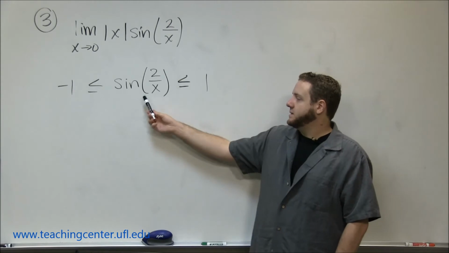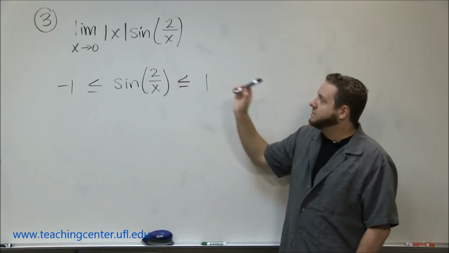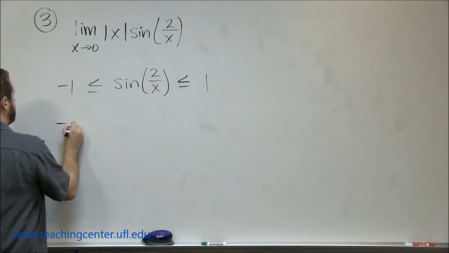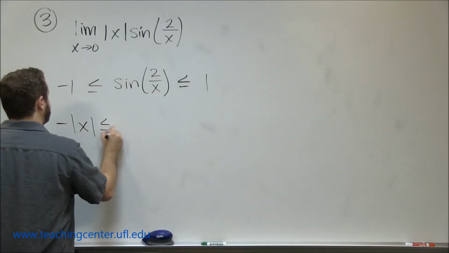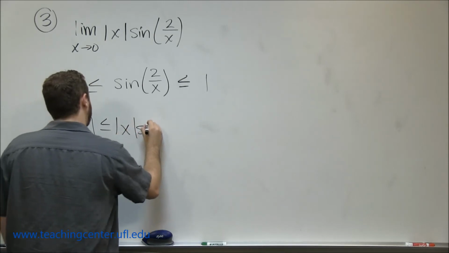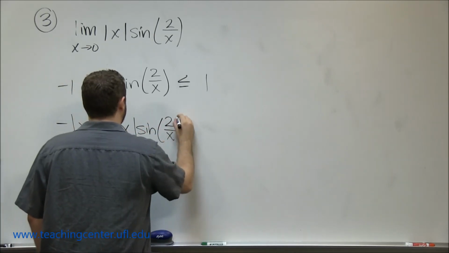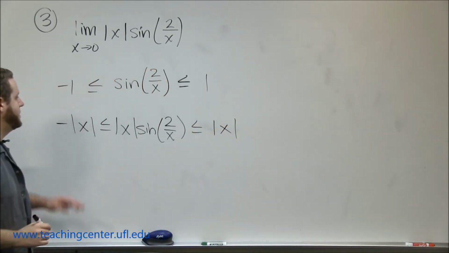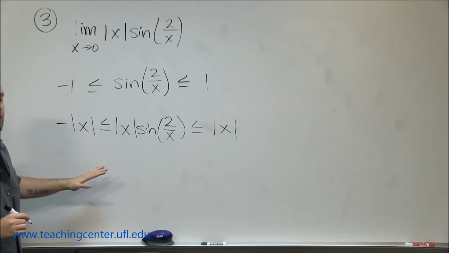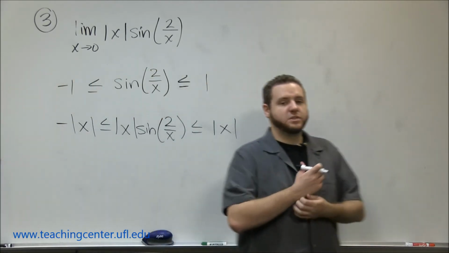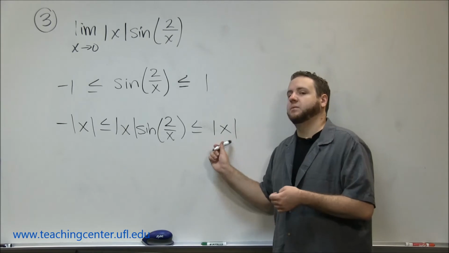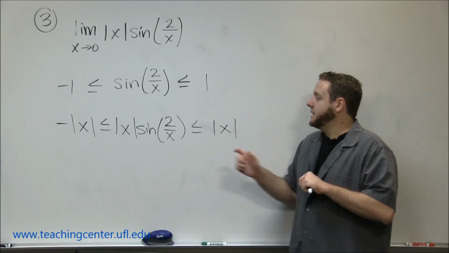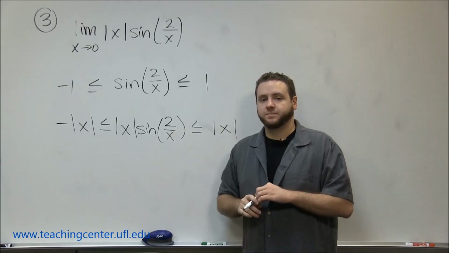In order to make this look like our original, we'd have to multiply everything by absolute value of x. So by doing that, we would get the following. I just took this inequality and multiplied everything by absolute value of x. Note that we don't have to change the signs on the inequality or anything because what we multiplied by is positive. So now we get our original function in the center.